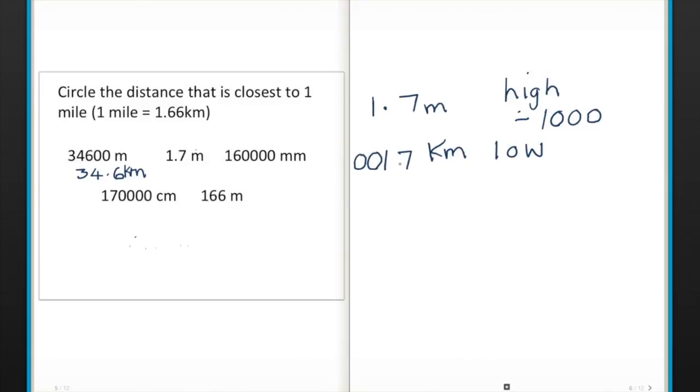Right, so the decimal point started here, and we're going to move it 3 places this way to the left, left for lower. 1, 2, 3. And I end up with 0.0017 kilometres. So we'll write that in here. So that's nowhere near 1.66, is it? Let's try the next one.